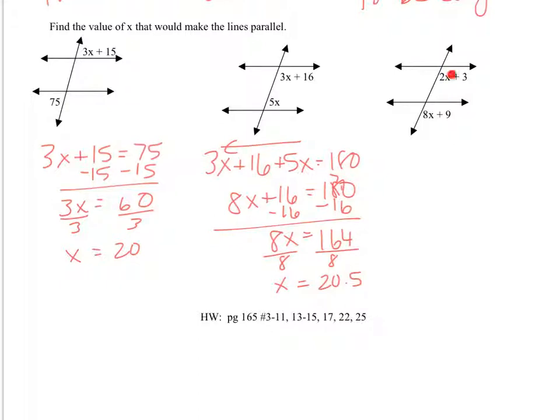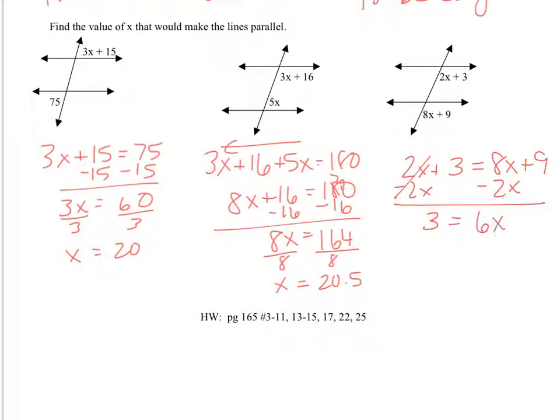And move into the last example. These 2 are on the same side of the transversal, so they are corresponding. And I know that corresponding angles are congruent to each other. So I would minus 2x on both sides, or get my x's on the same side. So I have 3 over here equals 6x plus 9. Subtract 9 on both sides, and I get negative 6 equals 6x, divide by 6, and x equals negative 1. So again, in order for these two lines to be parallel, x would have to equal negative 1.